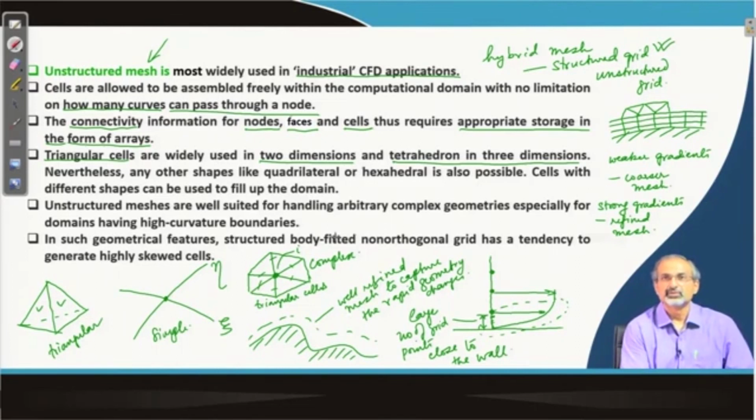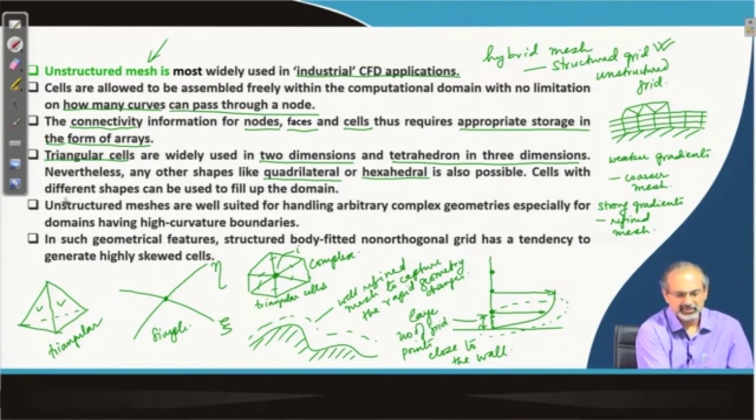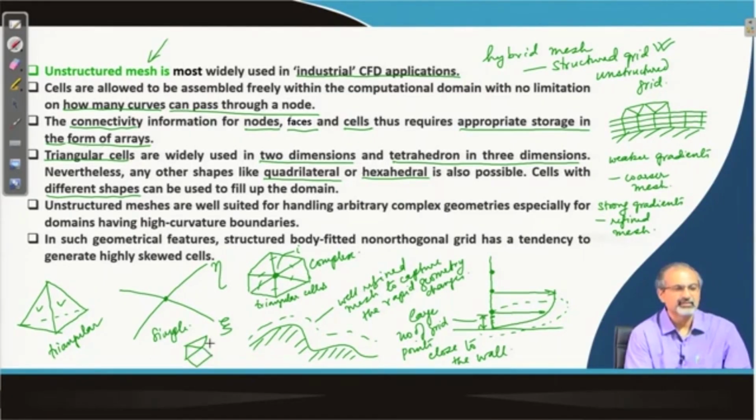Of course, we already discussed using quadrilateral or hexahedral cells in the context of structured grid generation. Even those kinds of cell geometries may be used in unstructured grids. And again, cells with different shapes can be used to fill up the domain. For example, you may have triangular cells neighbored by quadrilateral cells, depending on geometry changes etc. in the domain.